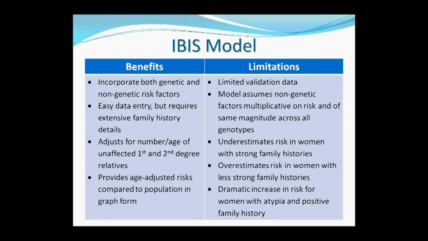In using this model, I found that it tends to underestimate risk in women with very strong histories and overestimate risk in women with less strong histories. In particular, women with a history of atypia and a positive family history are often given risk higher than BRCA mutation carriers.